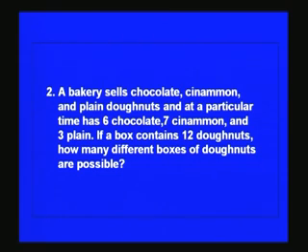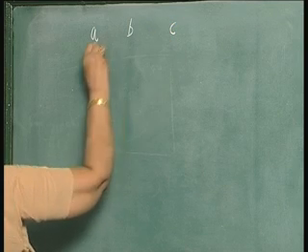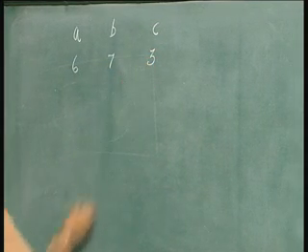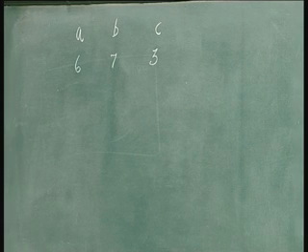So, you are having 3 types of objects, A, B, C, and in A you are having 6 objects, in B you are having 7, and in C you are having 3, out of which you have to select 12. In how many ways can you do this?